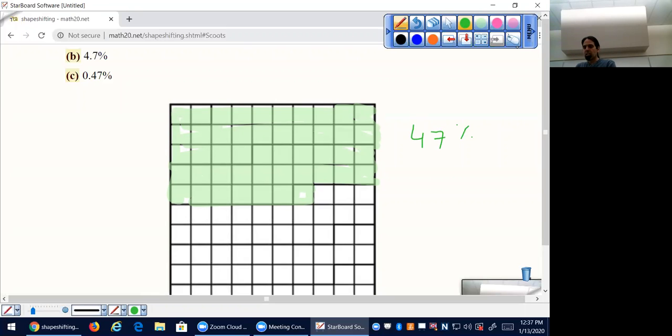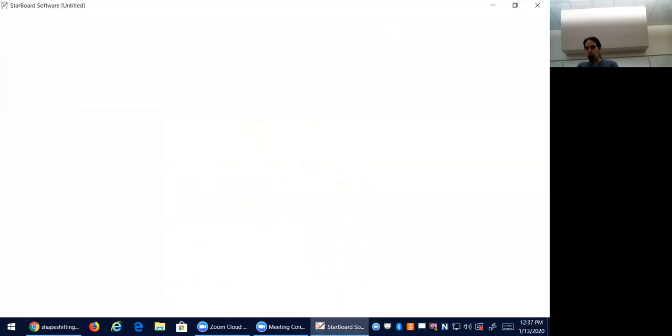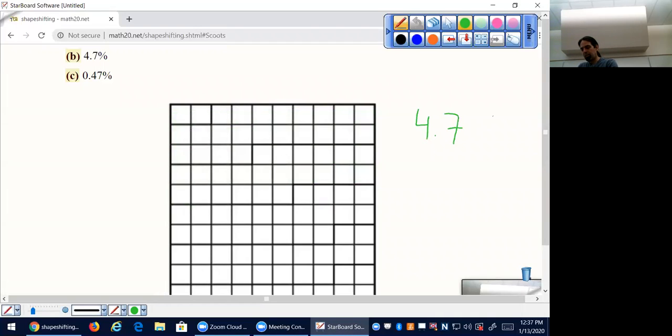Okay, if I wanted to shade instead 4.7, what would I do? I'd shade 4 blocks. How would I say the 0.7 formally? 7/10. So I want 7/10 of the next block, right? So a little more than a half.